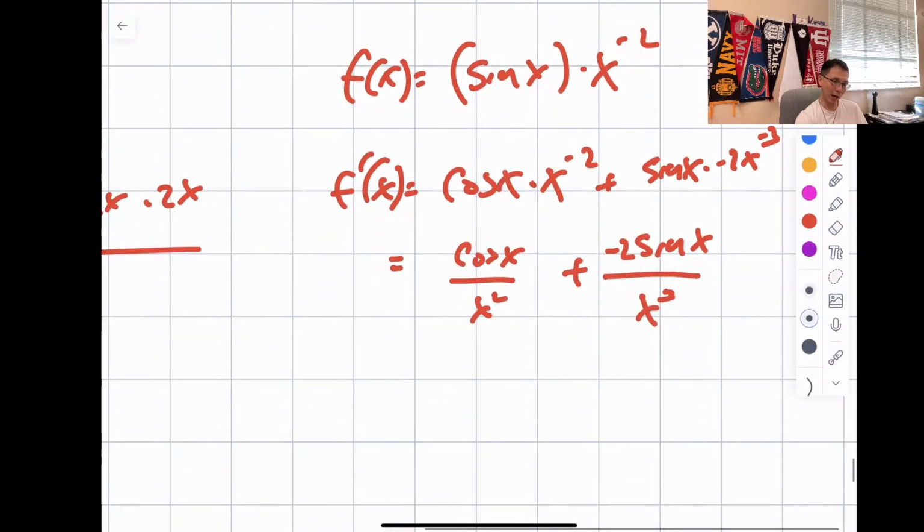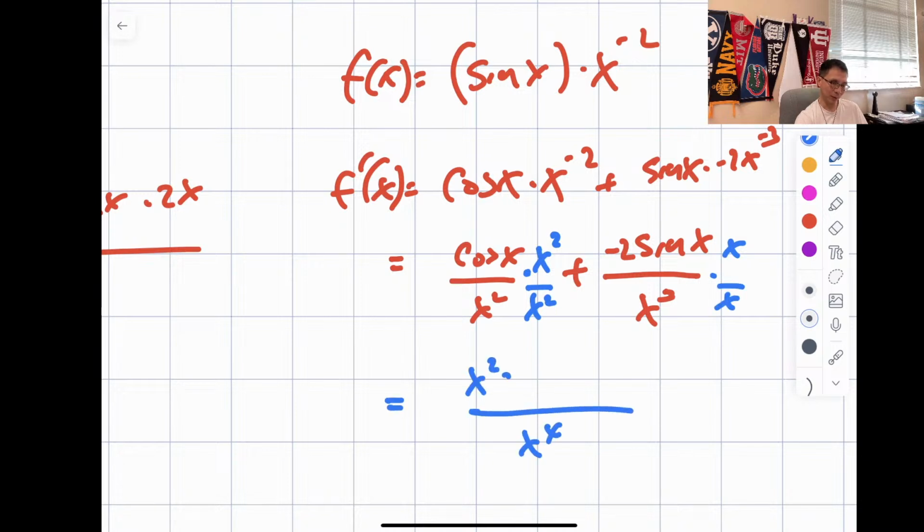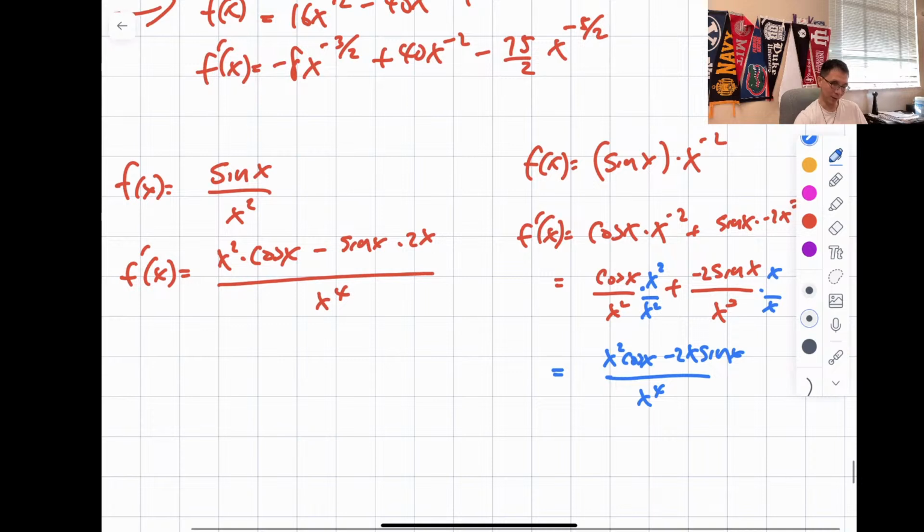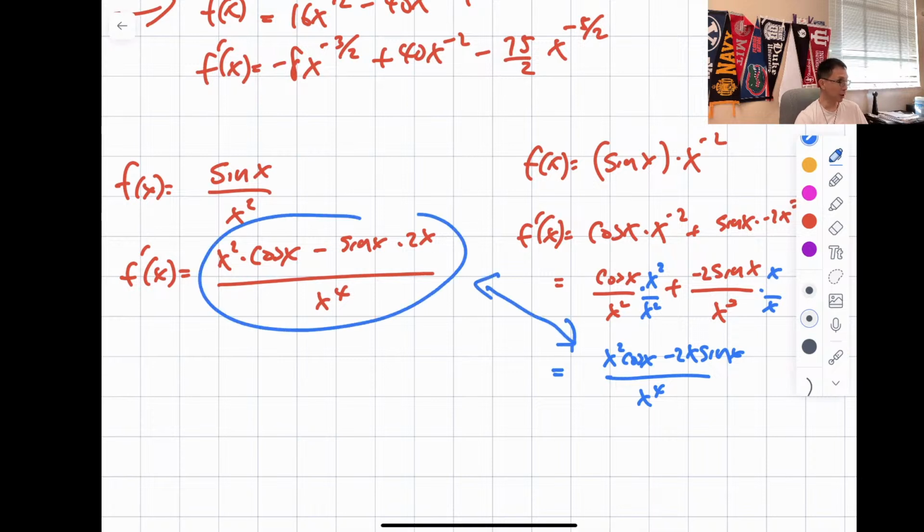So now how do I get the same answer? If I multiply by x squared over x squared, if you multiply x over x, guess what? You're gonna get x to the 4th, x squared cosine of x, minus 2x sine of x, which is the same as this, if you just combine fractions. So it's a lot more work.